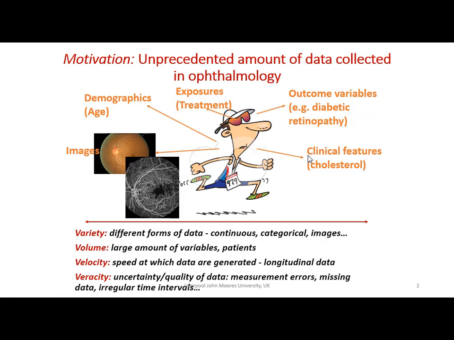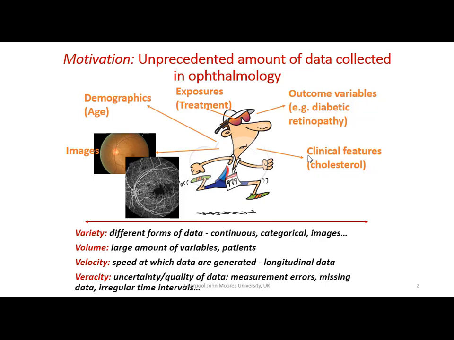And there are four important V's that are out there in terms of big data, and there is variety. You look into different forms of data. From a statistical or mathematical point of view, blood pressure is continuous data. Age is continuous because it's measured on a continuous scale. Gender is categorical because it's female, male. Images are also data because there are millions of pixels and there are millions of values, okay?